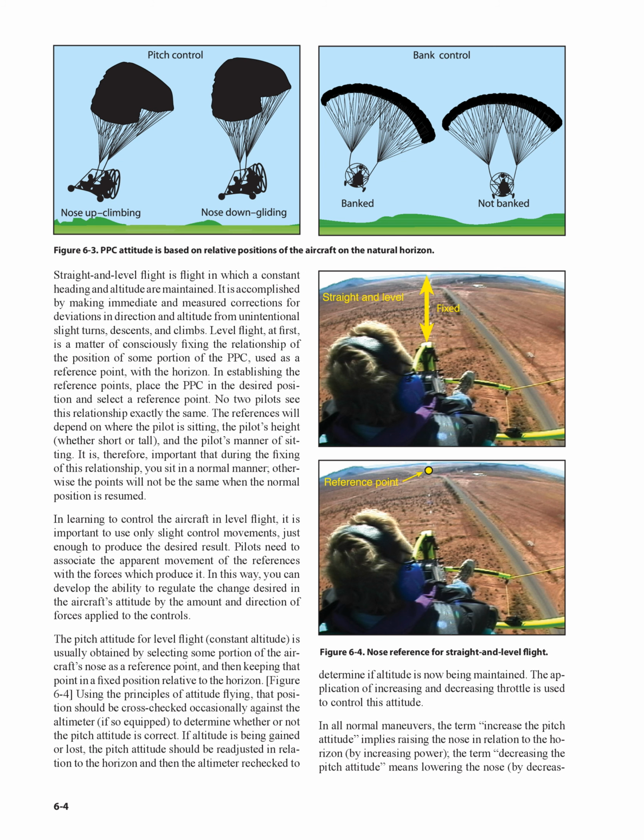Figure 6.4, using the principles of attitude flying, that position should be cross-checked occasionally against the altimeter, if so equipped, to determine whether or not the pitch attitude is correct. If altitude is being gained or lost, the pitch attitude should be readjusted in relation to the horizon and then the altimeter rechecked to determine if altitude is now being maintained. The application of increasing and decreasing throttle is used to control this attitude.